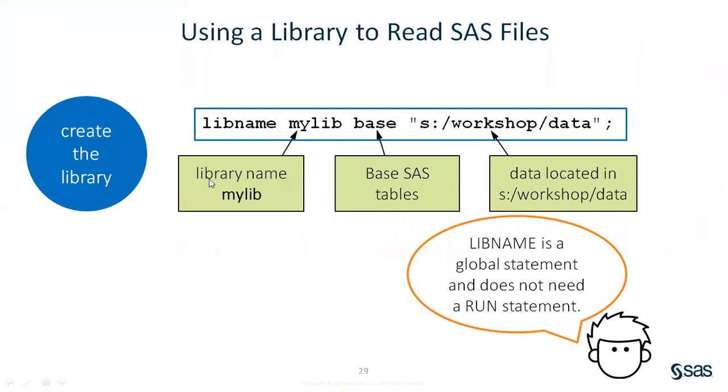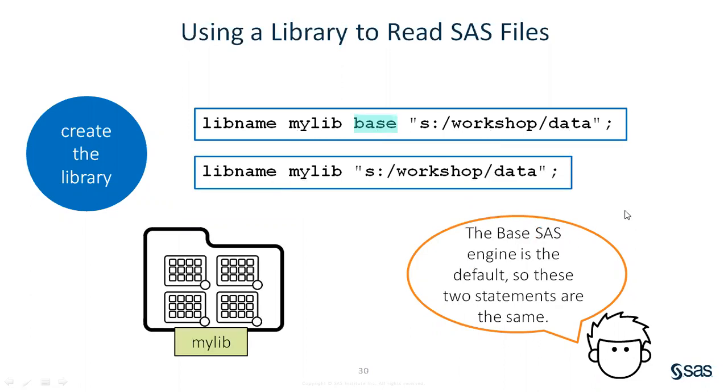So this is what is explaining. Library name, they have given mylib, engine, base SAS, and this is the path. Now for us, the path is for cloud. So here they have given the path wherever they have their external drive where the data is saved. So this is obvious, even if you don't write base, it's going to work.